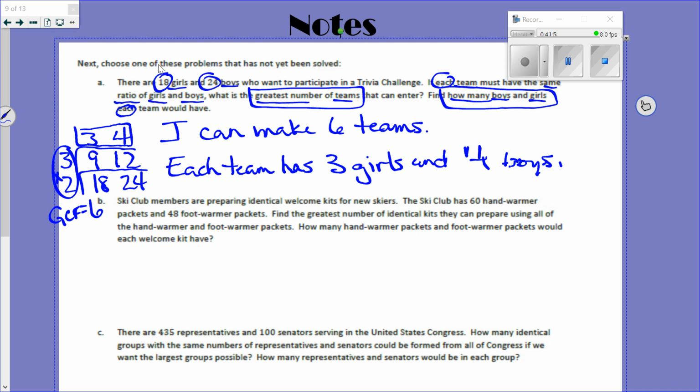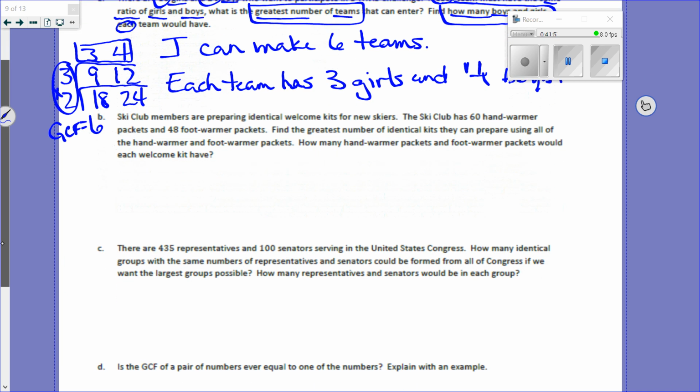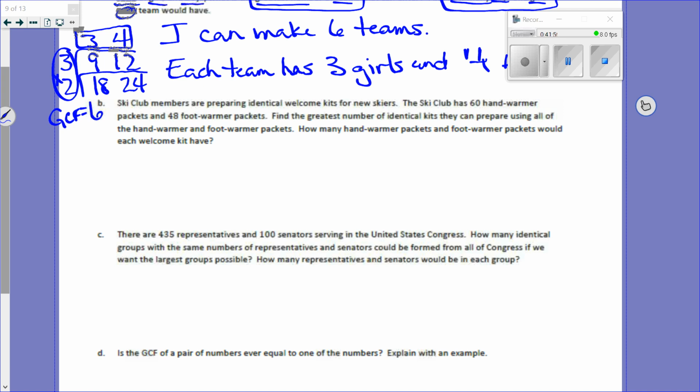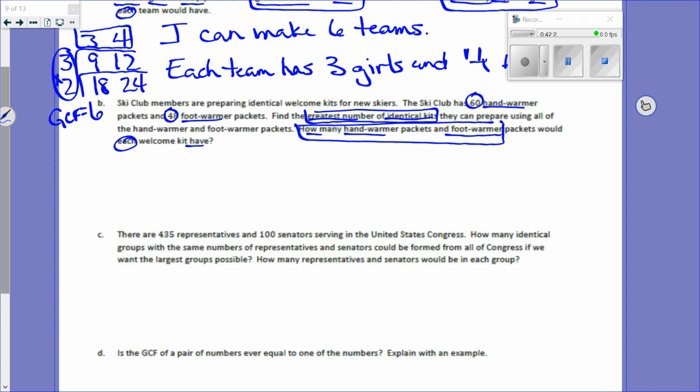Okay? Our second one, the ski club is preparing identical welcome kits for new skiers. They have 60 hand warmer packets and 48 foot warmer packets. Find the greatest number of identical kits that you can prepare. There's one question, using all of the hand warmer and foot warmer packets. How many hand warmer packets and foot warmer packets would each welcome kit have? So there's a second question. How many of each of those packets would each one have? So again, am I going to be looking for a bigger number or a smaller number? Bigger.